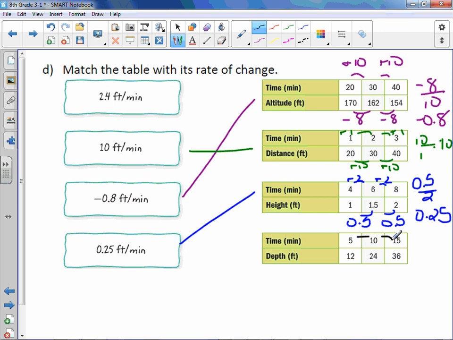And over here it increases by 5 each time. And here it increases by 12. So we have 12 over 5, and if I had to take a guess, the only one left is 2.4.